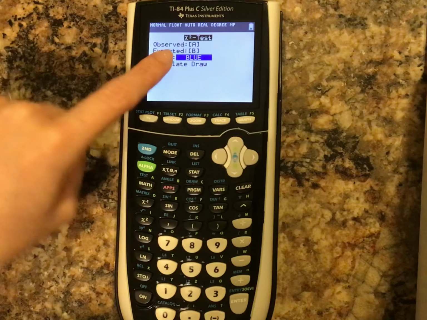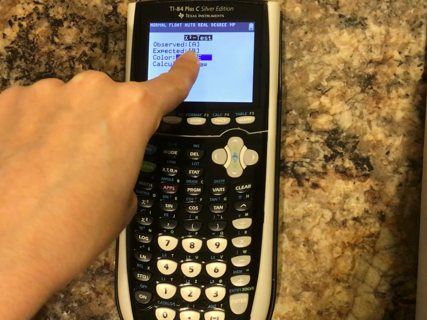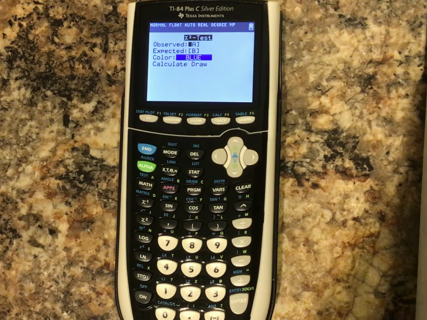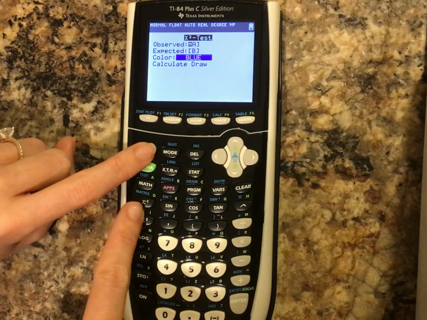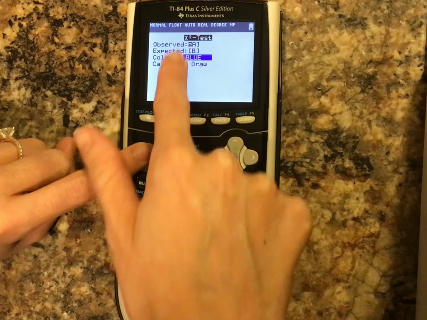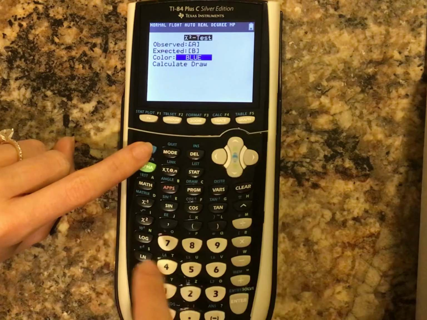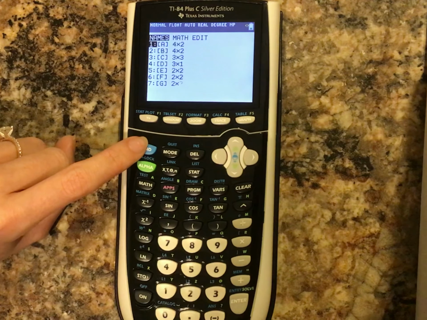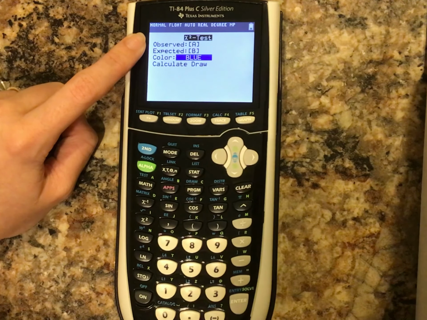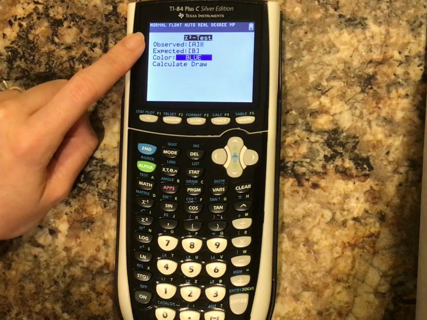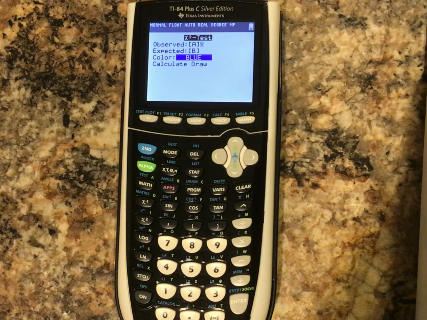Now, in the observed matrix, I've put the matrix A. Okay. The way that you actually tell it to use the matrix A is to go into second and matrix from this screen. So you're on this screen and you want to tell it that your observed matrix is matrix A. Go to second matrix again, and where it says names, just click enter on the name of the matrix that has that list of observed values in it.